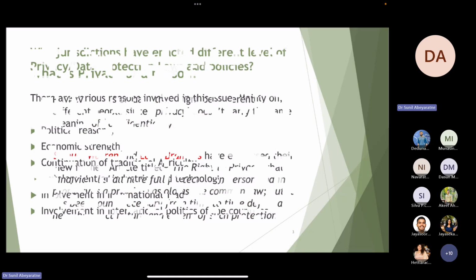Now let's see why these jurisdictions have enacted different levels of privacy or sometimes data protection laws and policies. Can you see my third slide? Okay, thank you. Now there are various reasons involved in this issue, mainly political reasons. So due to political reasons, sometimes the privacy policies can be different.